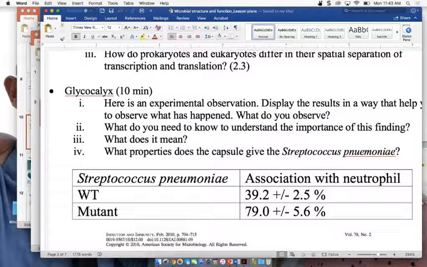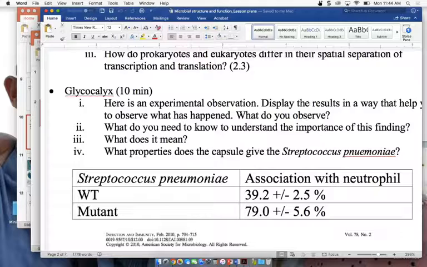Anybody in anatomy and physiology heard of this term? Past or present? How about we ask a different question? What is a white blood cell? What do you mean? What is a white blood cell? That's what I mean. What is a white blood cell? What is the function of a white blood cell?